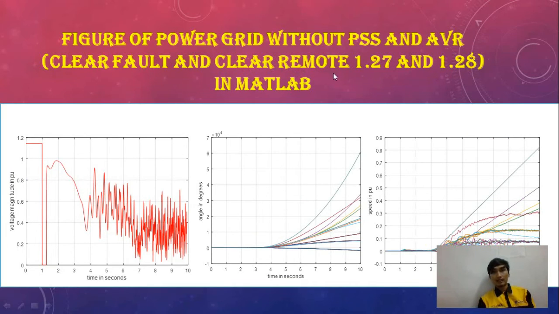So this is the figure of the power grid without PSS and AVR. We set in MATLAB the clear fault and clear remote as 1.27 and 1.28. In Figure 1, the fault occurs at 1 second, and after 0.27 the voltage increased, but after 2, I'm sorry, after 2 the voltage decreased because it is not capable without the PSS and AVR. It is not capable of maintaining the voltage, and it gets to fault again.